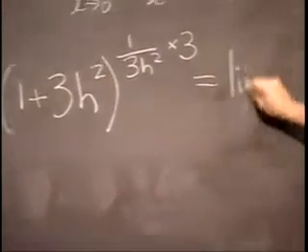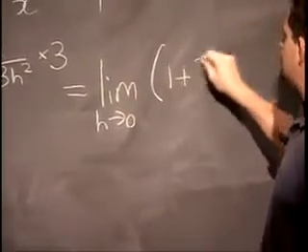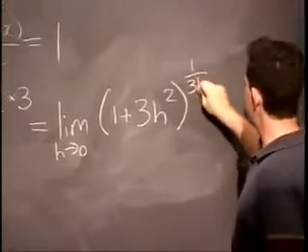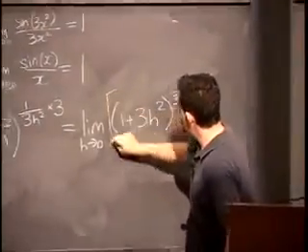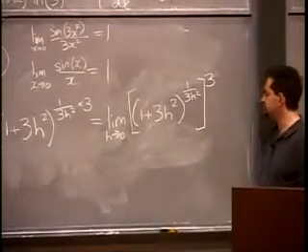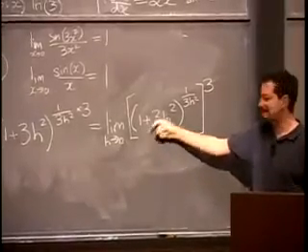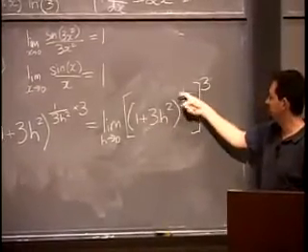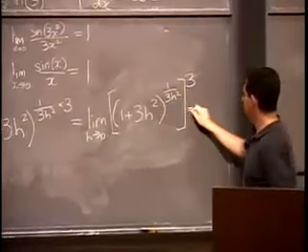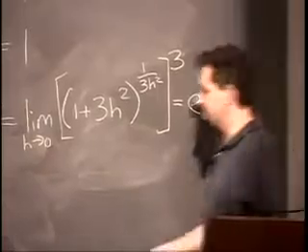The nice thing about doing this is that you can write this as (1 plus 3h squared) to the power 1 over 3h squared, all of this cubed. That's just by the exponential rules. Now, 1 plus small to the power 1 over the same small, that goes to e. So this whole thing is e cubed in the limit.